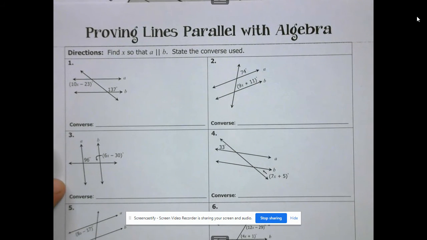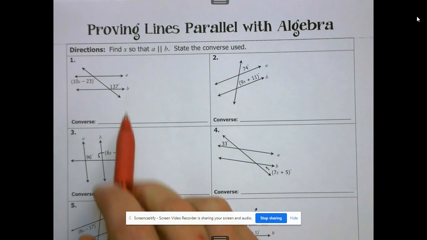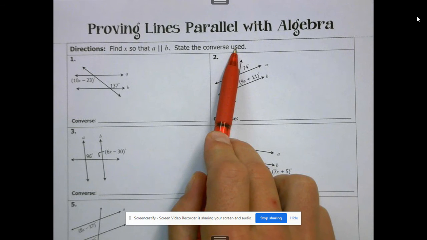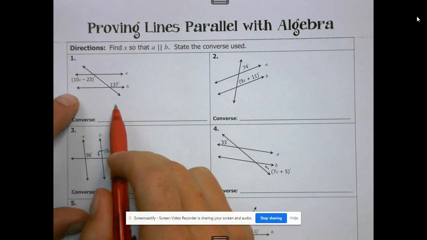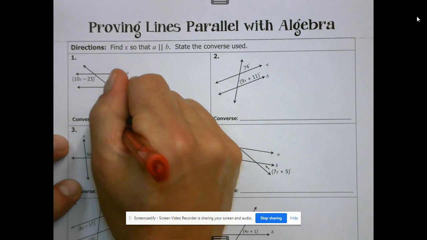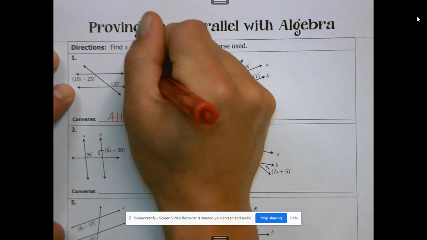Time for some algebra. Directions: find X so that A is parallel to B. State which converse to use. So it's one of those 4 that we're going to put in right here. These guys are inside, opposite sides. These are alternate interiors, and we know they're congruent. Set them equal to each other.